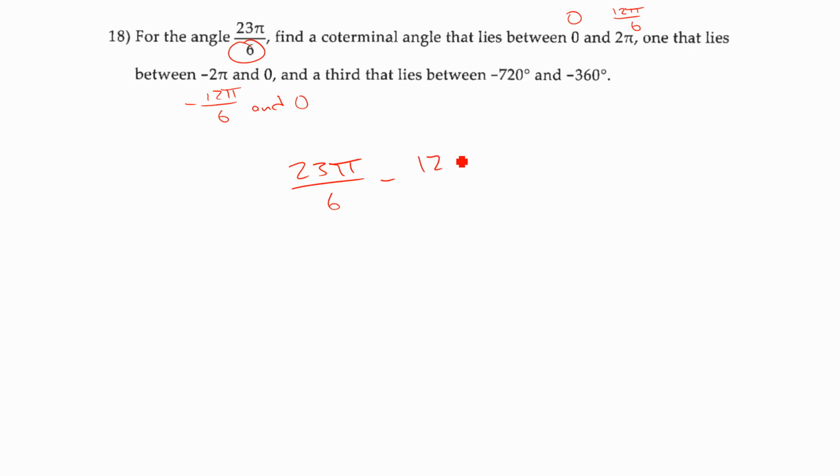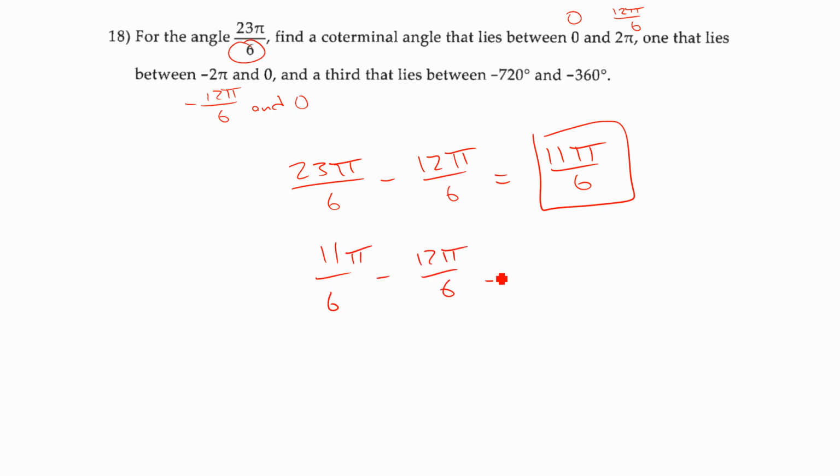Let's subtract a whole circle, 2 pi, which is 12 pi over 6. Gets us down to 11 pi over 6. Is that between 0 and 12 pi over 6? It is. That's our first answer. Let's do it again. We get a negative version, negative pi over 6. That's in between these two.